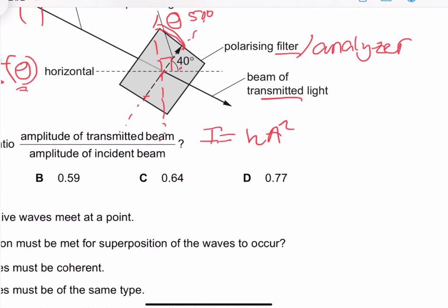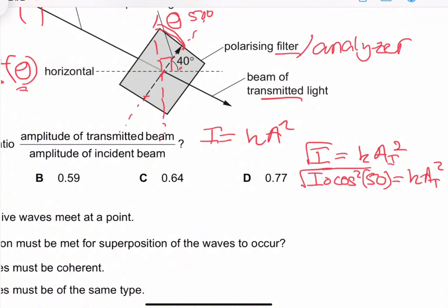So this is the intensity of the transmitted beam. So I is equal to k A squared, right? But we want to find the transmitted beam, which is I naught cos squared of 50 degrees. That is also equal to k A_T squared, right? This is A for transmitted, and this is I for incident. Meaning that the amplitudes here will be the square root of all these values, right?